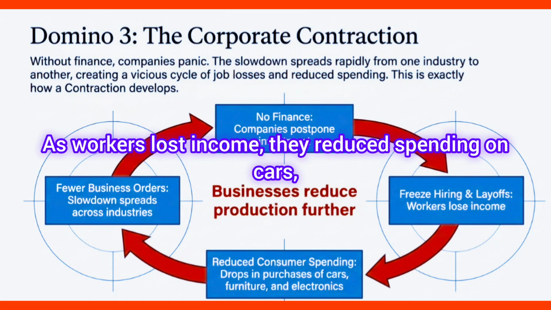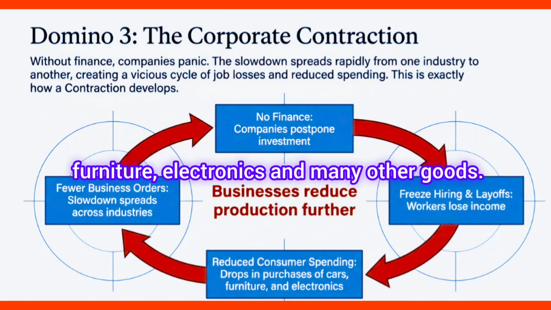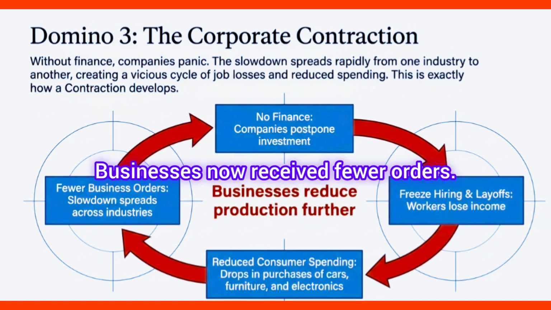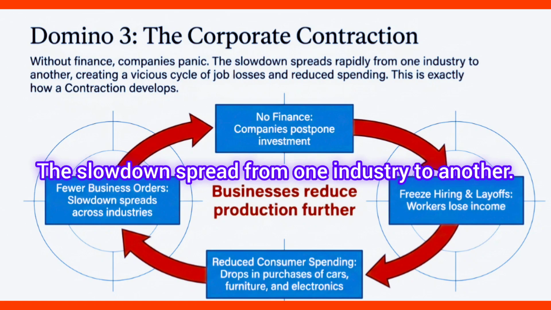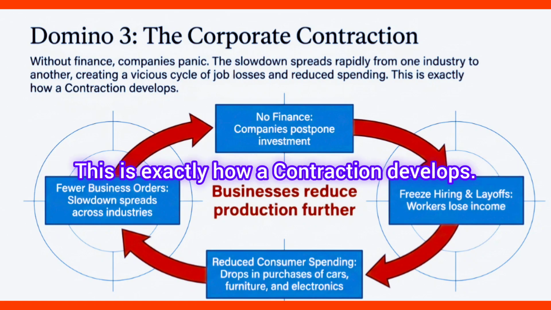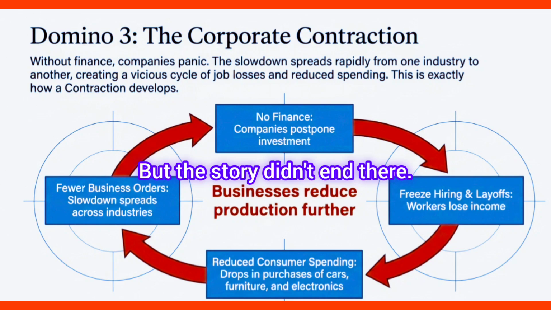As workers lost income, they reduced spending on cars, furniture, electronics, and many other goods. Businesses now received fewer orders. They reduced production even further. The slowdown spread from one industry to another. This is exactly how a contraction develops. But the story didn't end there.